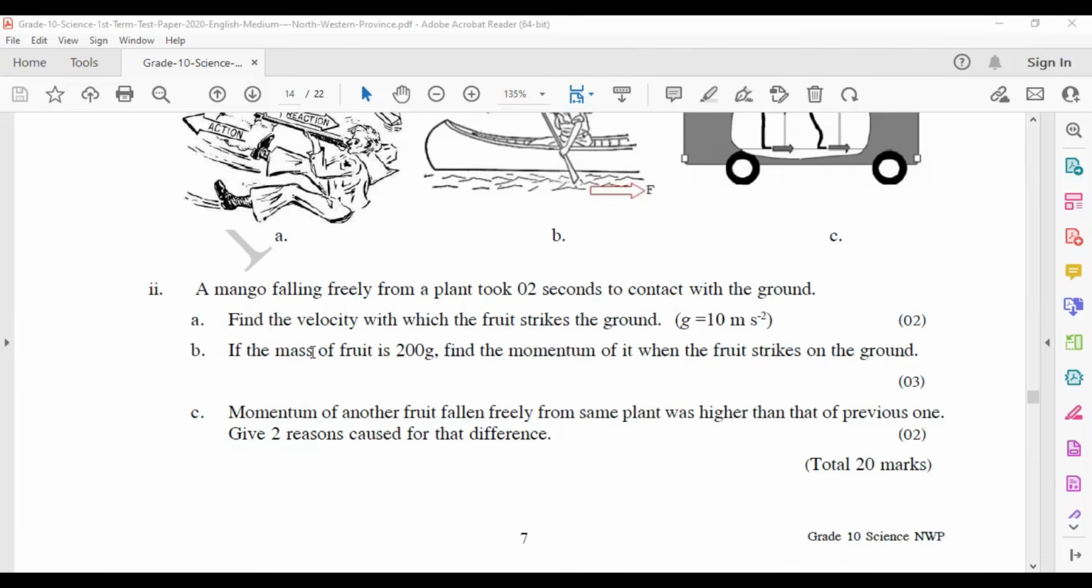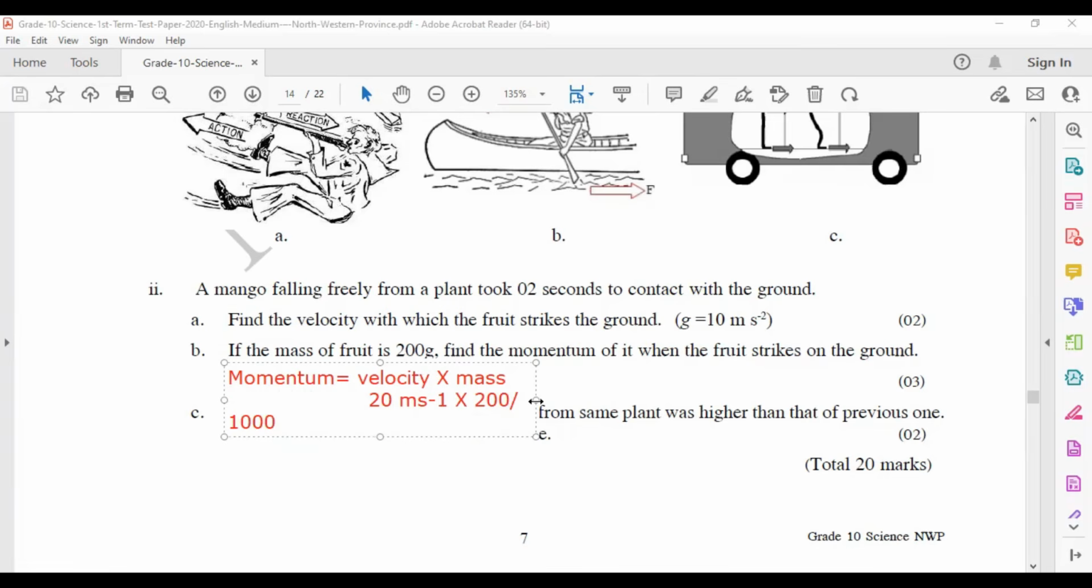If the mass of the fruit is 200 grams, find the momentum of it when the fruit strikes the ground. Momentum equals velocity multiplied by the mass. Here the velocity we found is 20, multiplied by the mass. You should write the units also. The mass is 200 grams, so you should divide it by 1000 to get the correct answer.